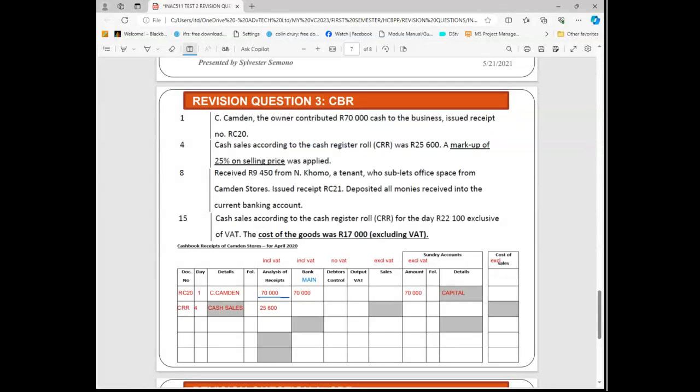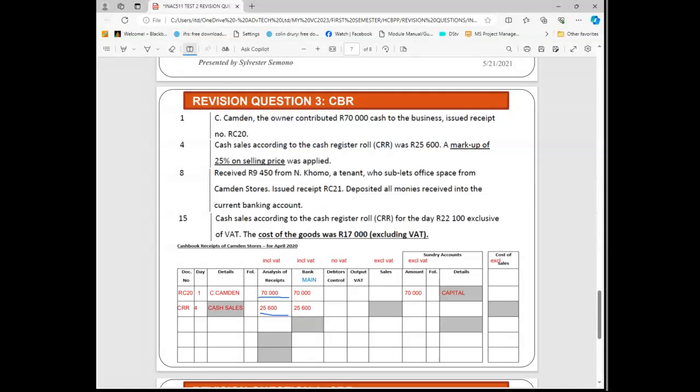So the question is, is 25,600 including VAT? Yes, that's why we have to record it here. So I transfer to the bank 25,600, because it is including VAT. If it was not including VAT, I would have had to wait until I include VAT. I couldn't come here with the 25,600. I don't know if it makes sense.